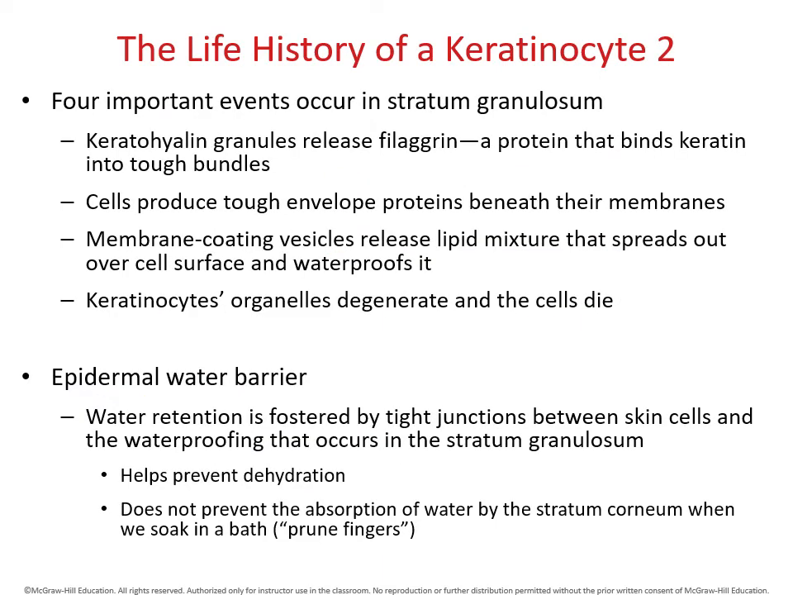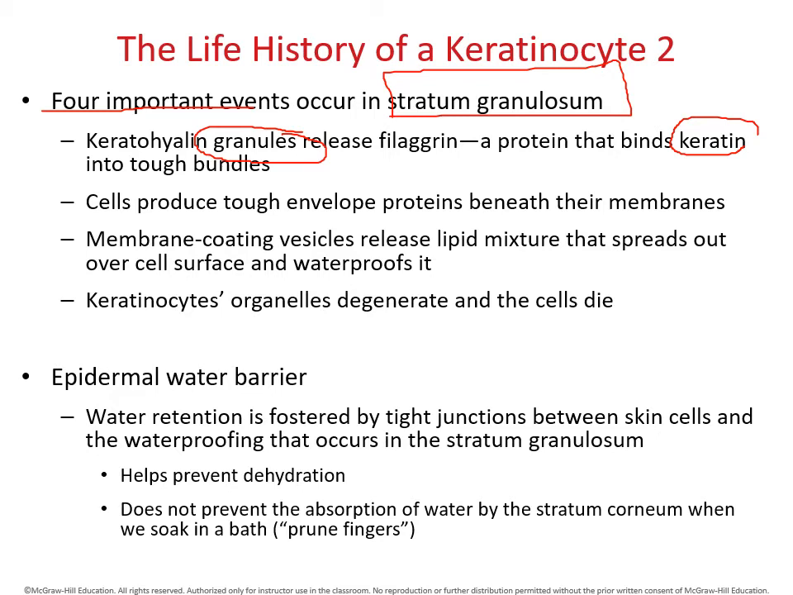All right, now I said some of this already, so my apologies for kind of being on repeat. But here on the PowerPoint, it says the four important events that occur in the stratum granulosum are going to be all about the production of our granules, and they are going to release this particular protein called filaggrin. And the name is not that important for us. What's important is that it allows the keratin to form the tough bundles that are needed for it to perform its ultimate function, which is to waterproof the layer.